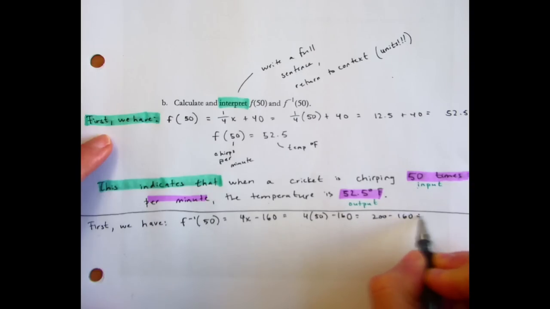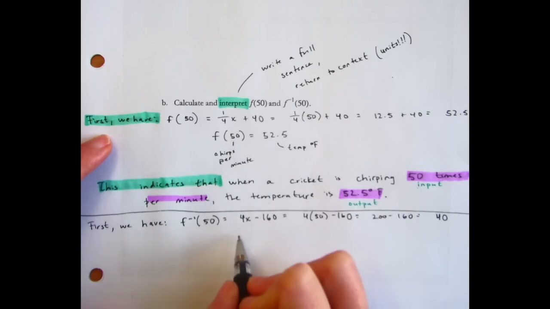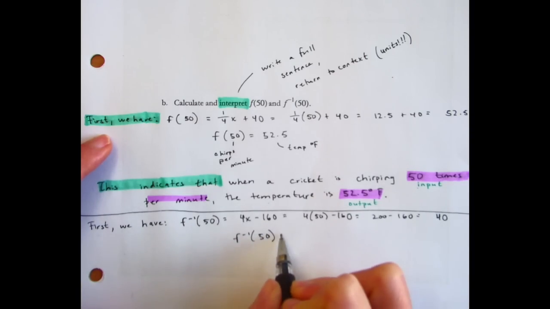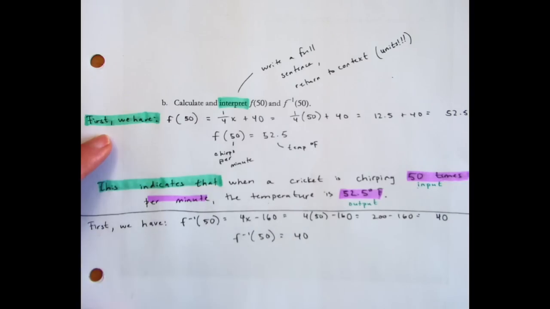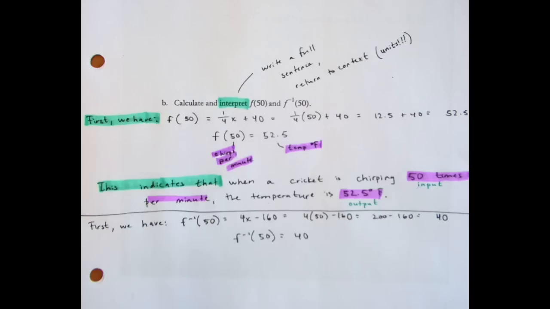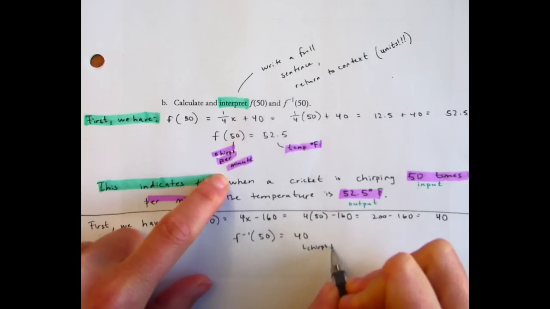Okay, I'm going to set up the same thing. So I have the inverse function at 50 equals 40. This time, key point here, my inputs and my outputs have switched places, because that's what an inverse function is. Your inputs and your outputs switch places. So now the 40 is actually representing the chirps per minute, so the units have switched places. And the 50 actually represents the temperature.